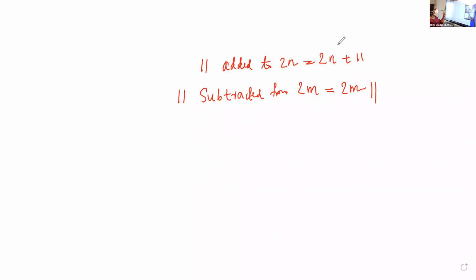Okay. Now, for tomorrow's homework, what I'm going to give is question number 4. Can you see question number 4 in your textbook? Phrases are given and you have to change them into expressions. It's a very simple concept. Okay?